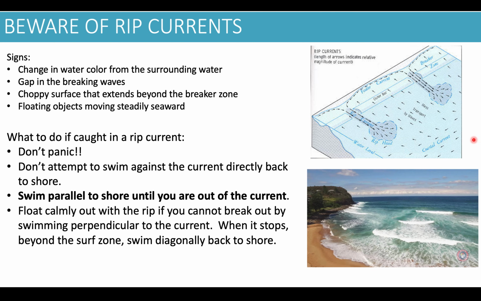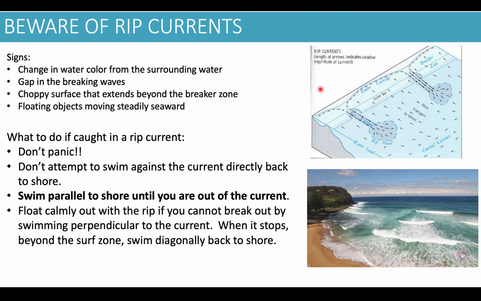So what you want to do instead, if you find that you're floating outward very quickly, is not try to swim directly back against that strong current. You actually want to swim out of the rip current. So you want to swim to either side and get out of the rip current, and then once you are not being pulled back anymore, you can swim to shore.